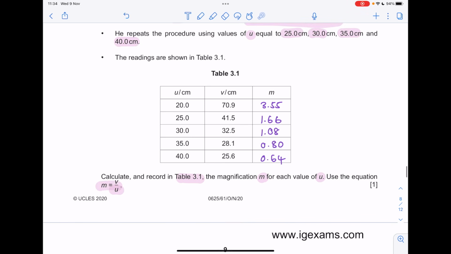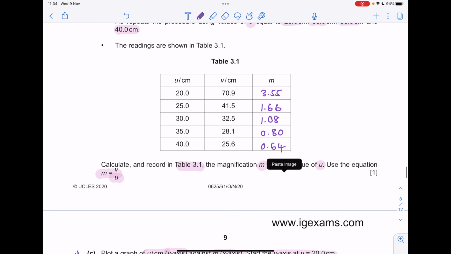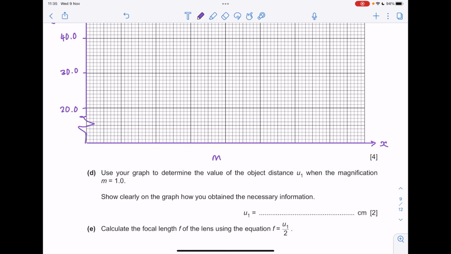Let's have a look. We go from 20 to 40. So we'll go up like this. Remember, you want to occupy as much of the scale as possible. What about for M? Well, we go from 0.64 all the way up to 3.55. I'm going to go up in 0.5s. Just practice. If you're not very happy with drawing graphs, honestly, practice, and obviously check the mark schemes. Now we're ready to plot.